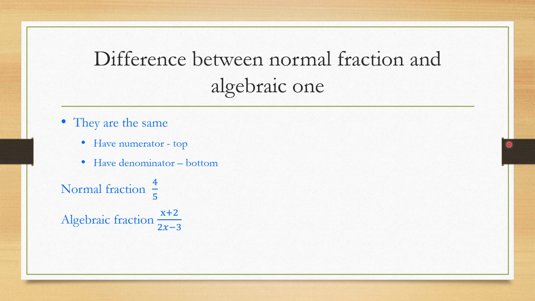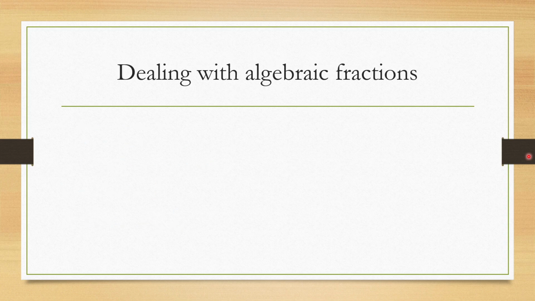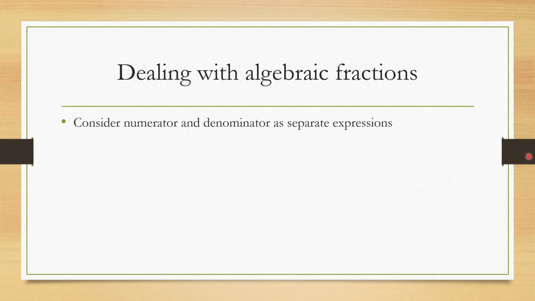What I mean by this is, in this fraction over here we have x plus 2 over 2x minus 3. So this is the numerator and this is the denominator on bottom. What I've seen most people do is they consider this whole thing, the numerator and the denominator, as one expression. But in reality, it is so much easier for you to just consider this thing as one expression and this thing as the second expression. And it will be so much easier going through that. So let's move forward. Consider the numerator and denominator as separate expressions.